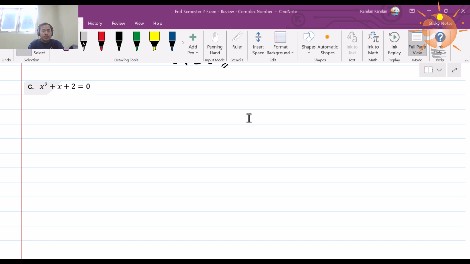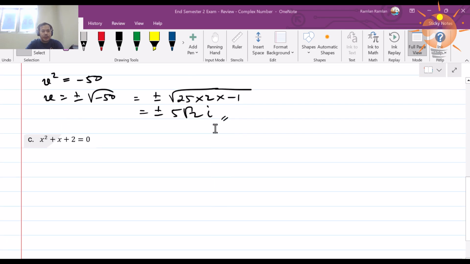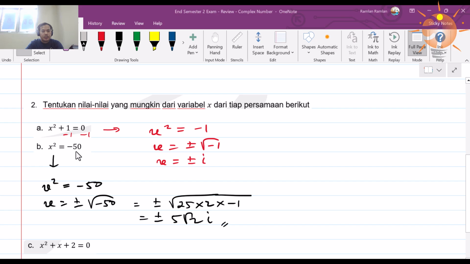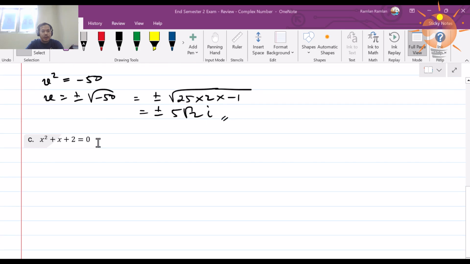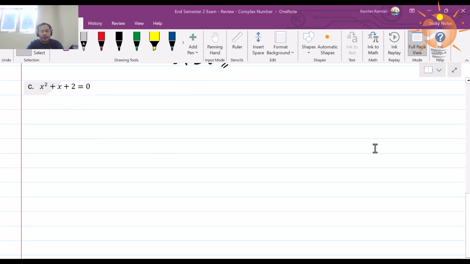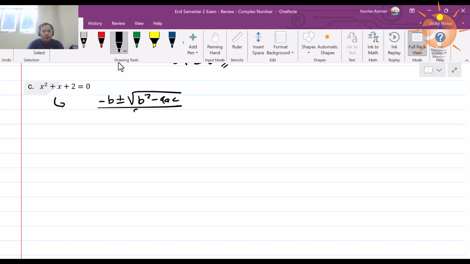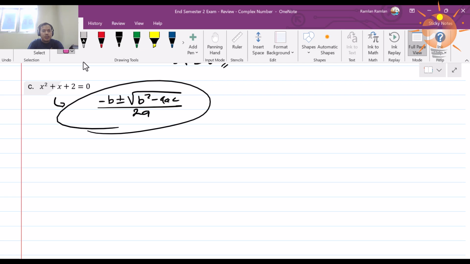As for the next question, question C, you can't do it like questions A and B, where you only need to isolate the x squared by itself. This one is a quadratic, and sometimes in a quadratic you cannot factorize, so that is why you need the formula. The formula to find the x value, the subject of the quadratic, will be negative b plus minus the square root of b squared minus 4ac, over 2a. This is a very general formula.